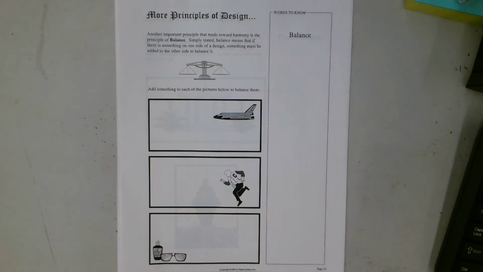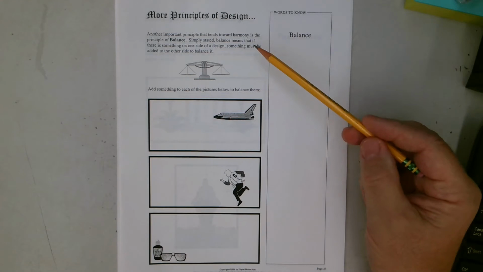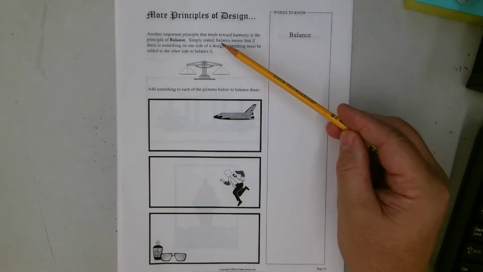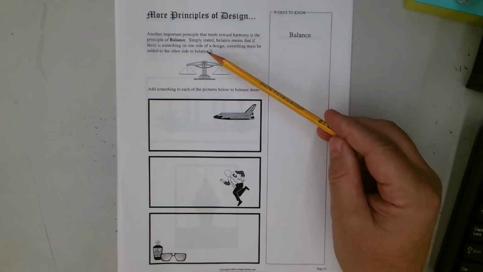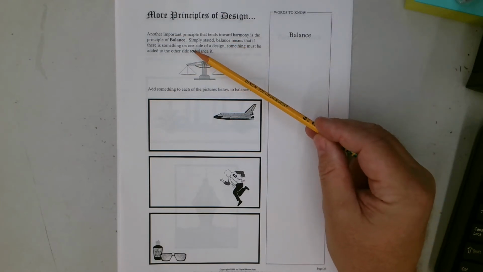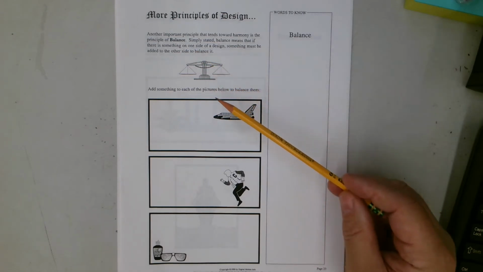All right, this is our continuing activities for the principles of design, the elements of art. The principles of design tell you how to use the elements of art, how to use them correctly. So the first thing we're going to talk about is balance. One of our important design principles is harmony, and you can affect harmony in your compositions with balance.